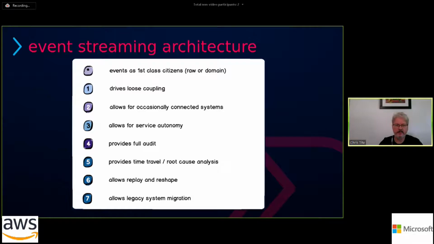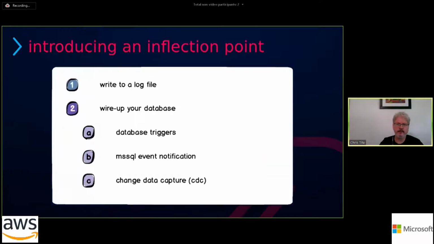And this full audit allows us to implement some element of time travel. If we play the events in sequence, we can actually see what was happening on a particular account or on a particular data set. This also allows us to implement some element of root cause analysis. So if we have a problem, we can go through those events and find the problem, or we can start to see some trends. This also allows us to do replay and reshape, and this is something that we're going to show a little later in the demonstration on projections, where we replay and reshape certain events inside the system by just replaying off the original event stream. And this, more importantly, gives us a good architecture to allow legacy systems to migrate, which is pretty much a big theme of this presentation. So how do we introduce an inflection point into a legacy system?